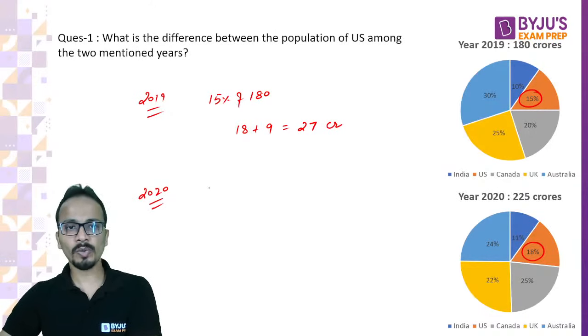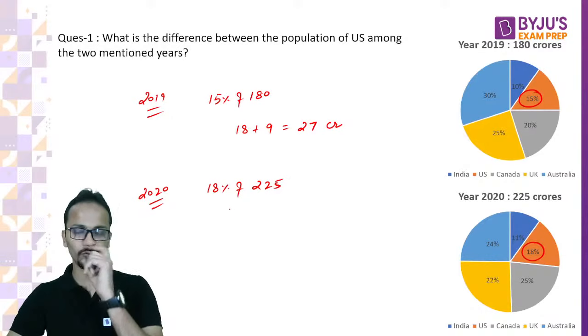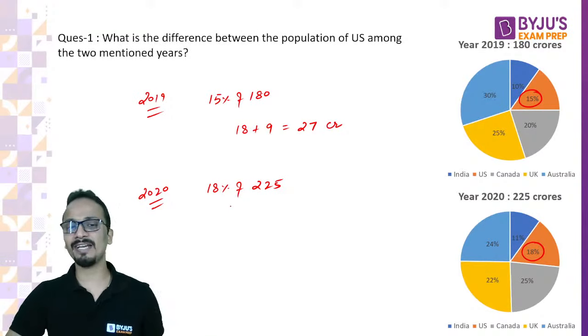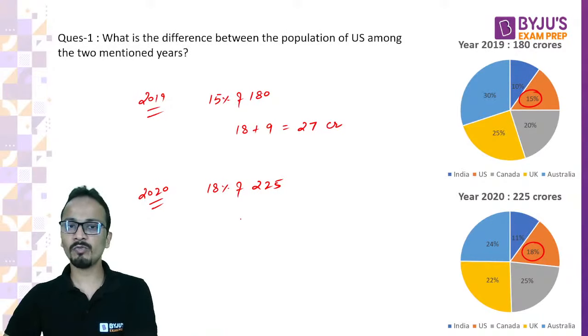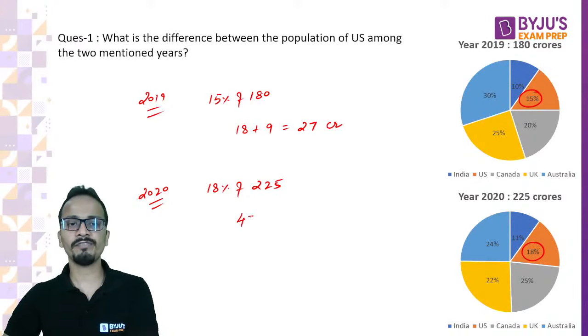Population in 2020 will be 18% of, now I have a different base, it is 225. 18% of 225. Now let's calculate 18%. We already know how to calculate 18%. So 18% will be 20% minus 2%. So 20% will be 22.5 multiplied by 2, that is 45, minus 2% will be 4.5.